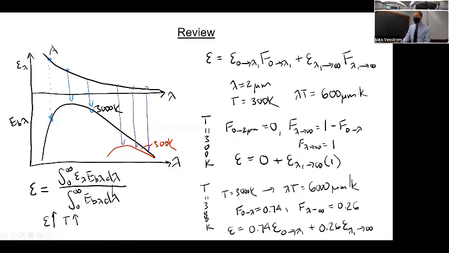So this kind of highlights why I think about this as a weighted average. It's like a weighted average of the values of the spectral emissivity, and we're weighting it based off of where most of the energy is contained in the spectral black body emissive power function. Is the energy contained at low wavelengths or at high wavelengths?